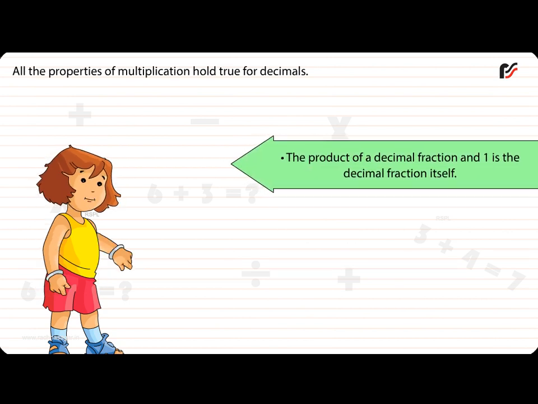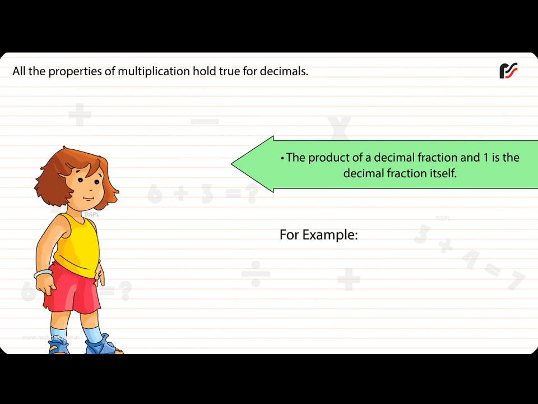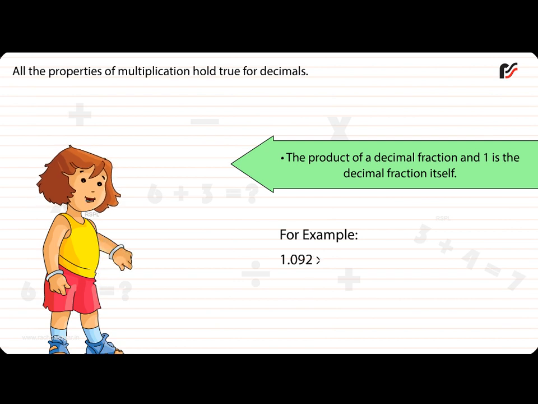The product of a decimal fraction and 1 is the decimal fraction itself. For example, 1.092 multiplied by 1 is equal to 1.092.